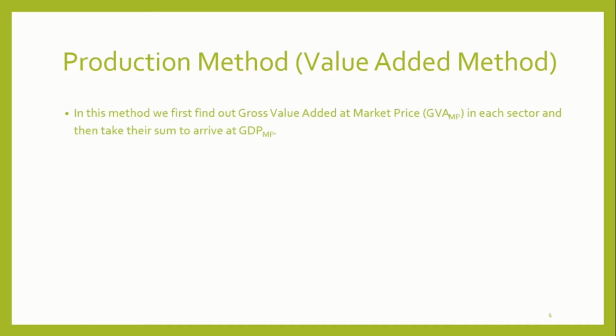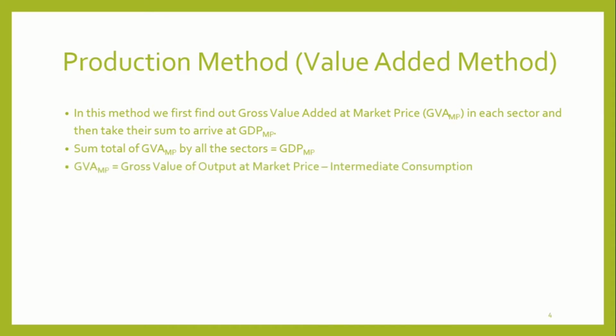Production method. In this method, we first find out gross value added at market price in each sector and then take their sum to arrive at GDP at market price. Sum total of GVA at market price by all the sectors is equal to GDP at market price. GVA at market price is equal to gross value of output at market price minus intermediate consumption. Value of output is equal to sales plus change in stock.